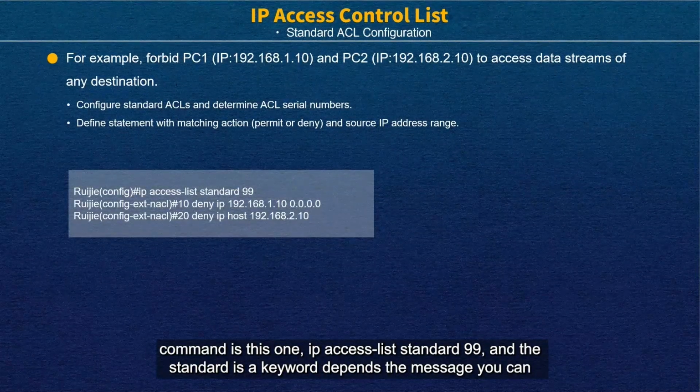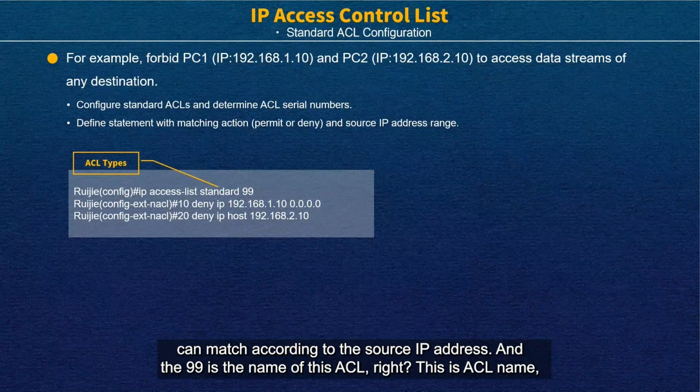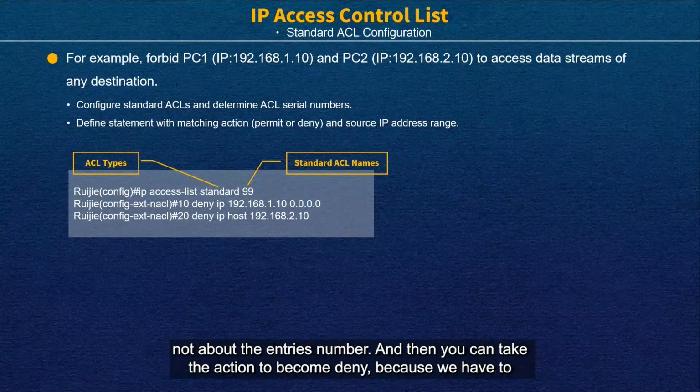IP access-list standard 99, and standard is a keyword. Depending on the message, you can choose to match only according to the source or maybe other information. Standard means you can only match according to the source IP address. And the 99 is this ACL name, right? This is the ACL name, not the entry number.